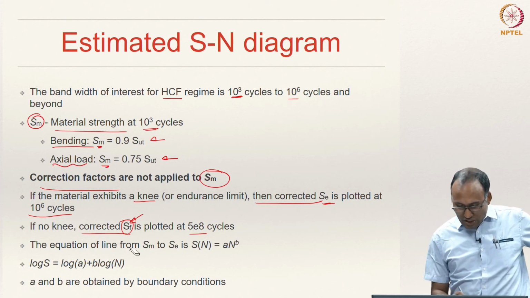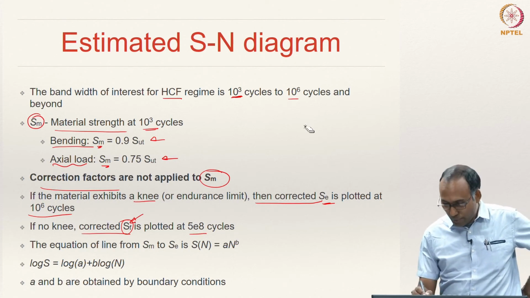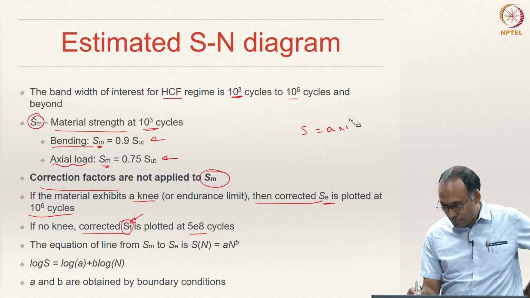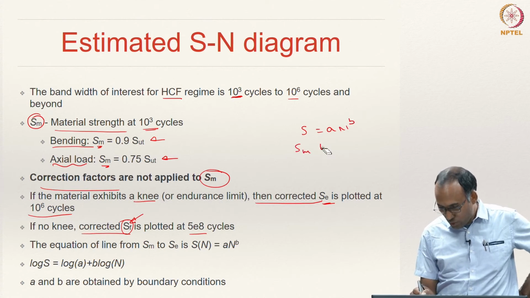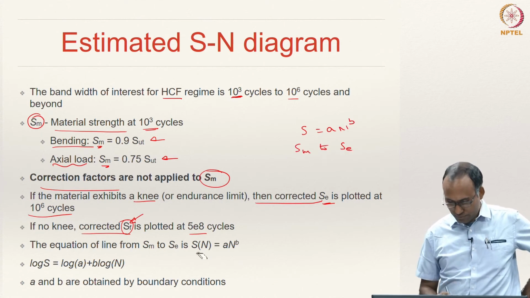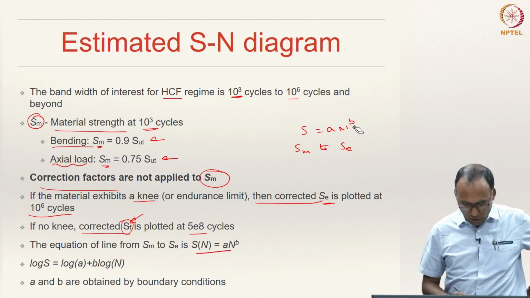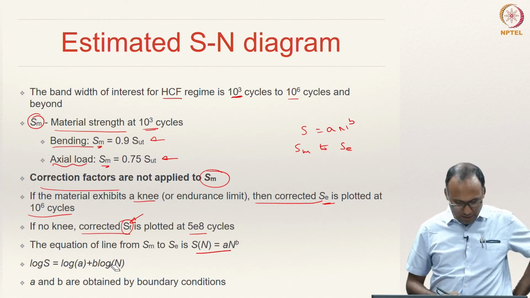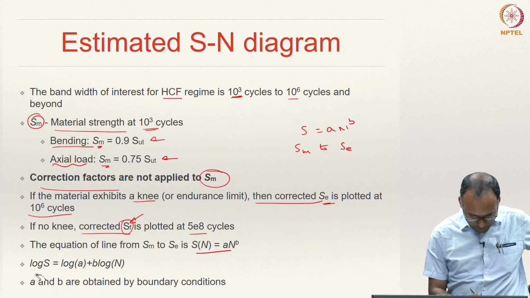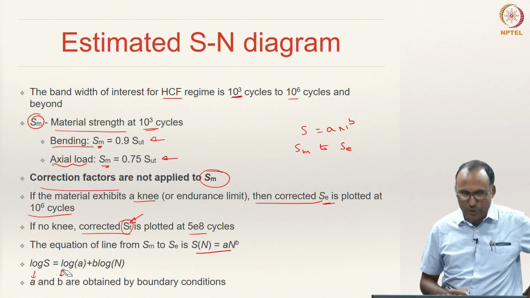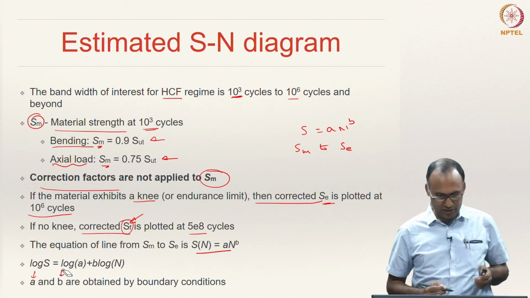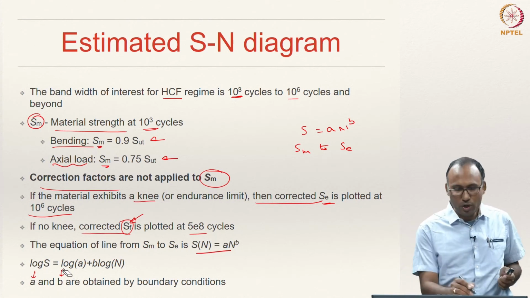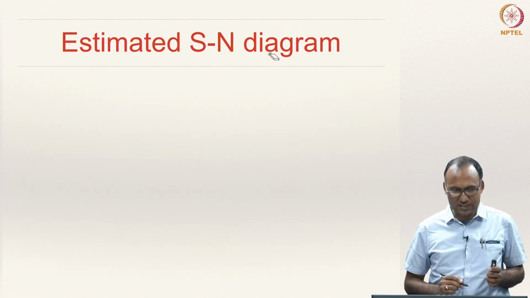And the equation of the line that we are talking about, S equal to A n power B, is true from SM to SE or SF. So, log S is equal to log A plus B log n, and A and B are obtained by plugging in the boundary conditions. Okay? That is how you would plot an estimated SN diagram.